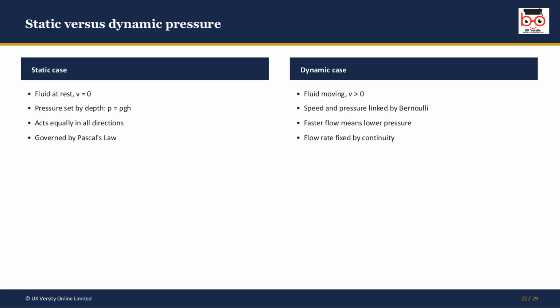Let's contrast the static and dynamic cases. In the static case, the fluid is at rest, its velocity is 0, and the pressure is set purely by depth, rho g h, acting equally in all directions and governed by Pascal's law. In the dynamic case, the fluid is moving, so its velocity is greater than 0, and now speed and pressure are linked by Bernoulli. Faster flow means lower pressure, while the flow rate itself is fixed by continuity. Recognizing which case you're in tells you which law to reach for.